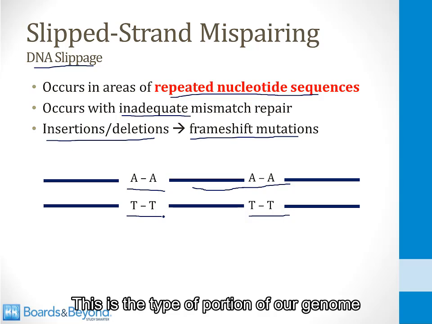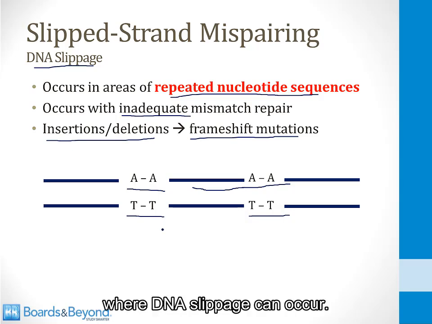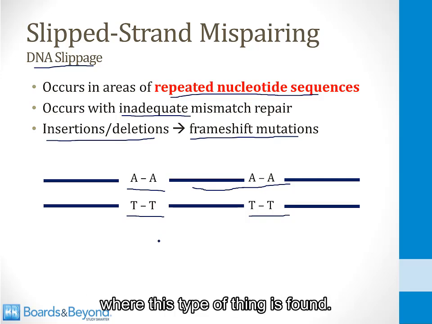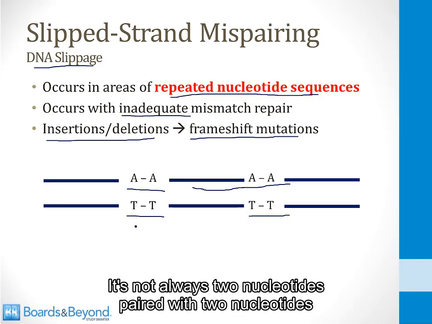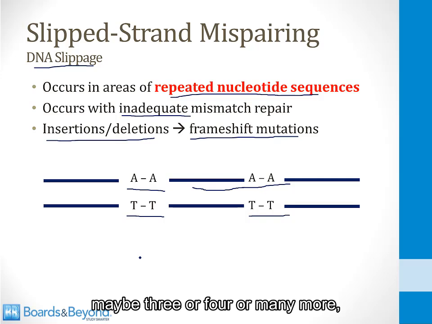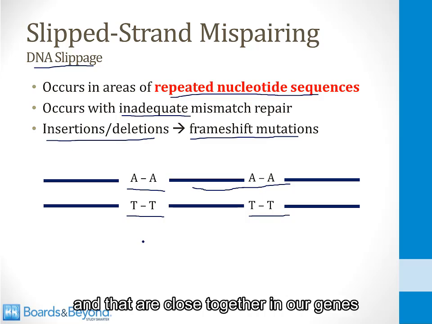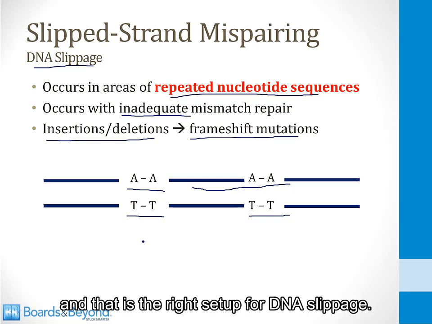This is the type of portion of our genome where DNA slippage can occur. And there are many parts of our DNA where this type of thing is found. It's not always two nucleotides paired with two nucleotides, as I've shown here. It may be three or four or many more, but it doesn't matter. The point is that there are nucleotide sequences that are identical to one another and that are close together in our genes, and that is the right setup for DNA slippage.